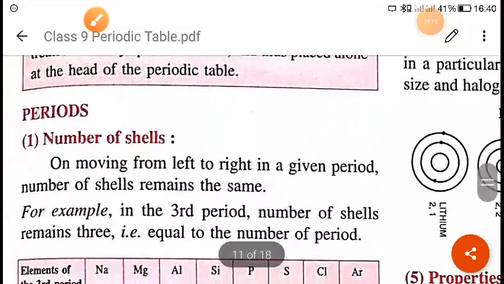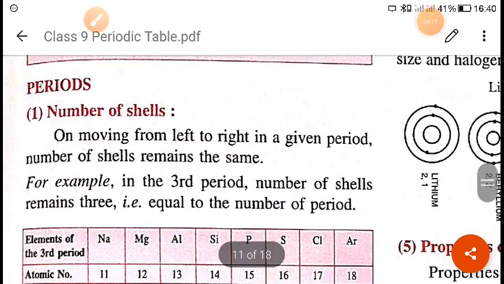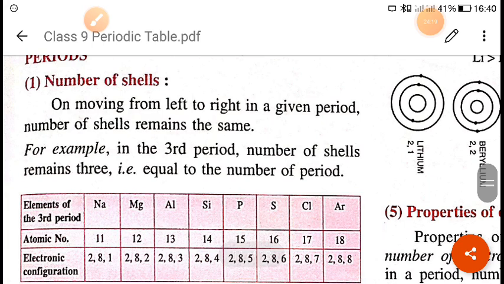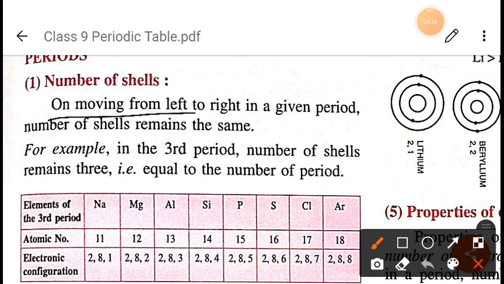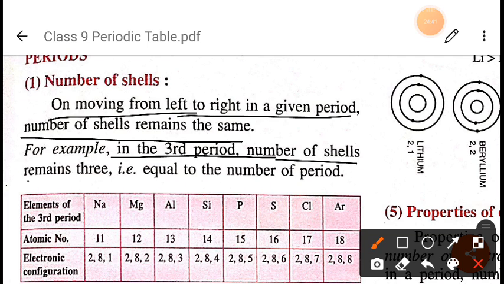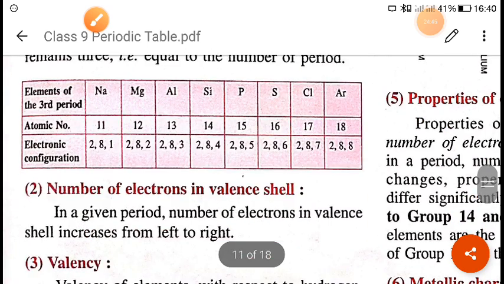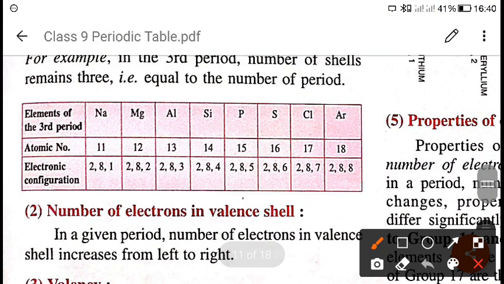Now, number of shells. When you talk about the number of shells, we all know that on moving left to right in a given period, the number of shells remains the same, for which I have given you an example, right? The number of shells will decide the period of that element. So, on moving from left to right in a given period, the number of shells remains the same. For example, in the third period, the number of shells remains 3, which is equal to the period number. Just now I've given you the example, right? As you can see, the example is given for the third period.